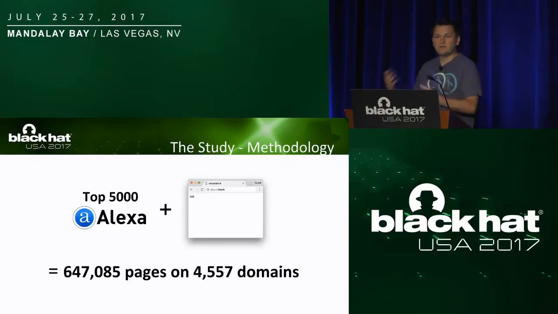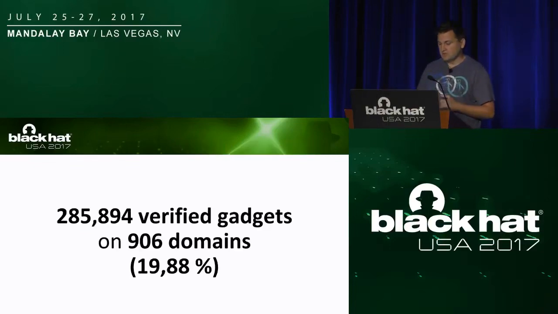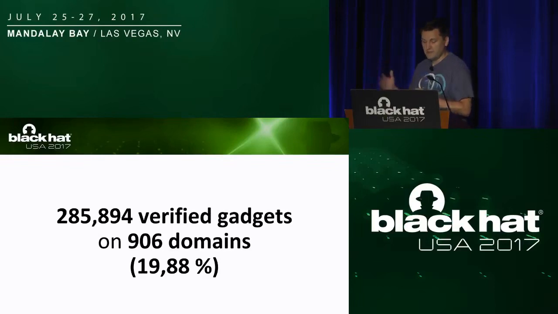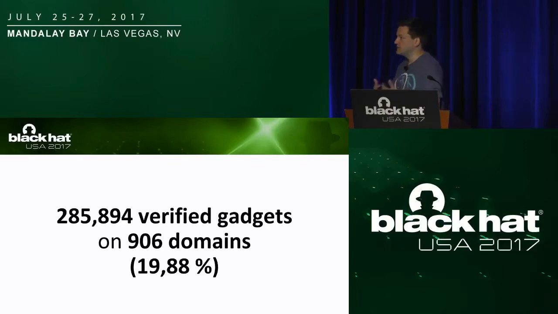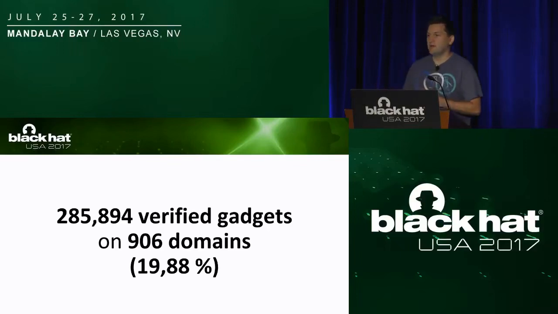And then we ran this exploit generation and injected all these gadgets into these pages, and we were able to verify about 285,000 gadgets in these 650,000 URLs. These gadgets are not necessarily unique, but we found them on 906 domains. So the key takeaway of the slide is that about 1 in 5 websites have verified gadgets in userland code.